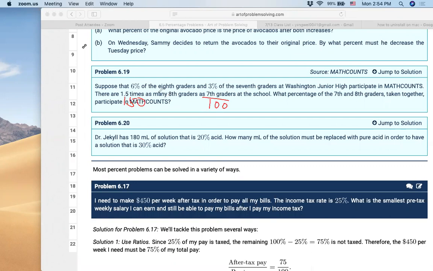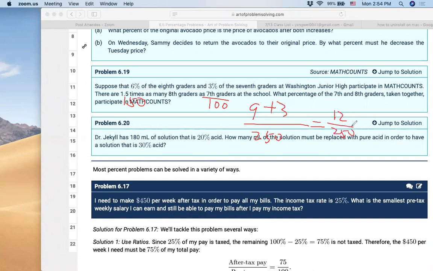So then the total number of 7th and 8th grade students will be 250. Now let's count how many of 7th and 8th students participate in the math count. So 8th grade, 6% of 150. So this gives us 9, right? 6%, 1.5 times 6, that's 9. 3% of 100, that's 3. So we got 12 over 250.